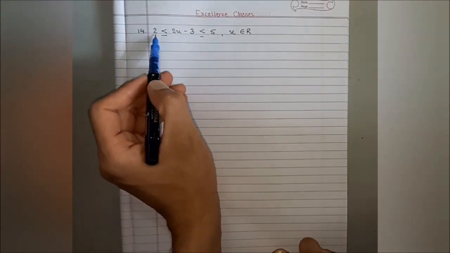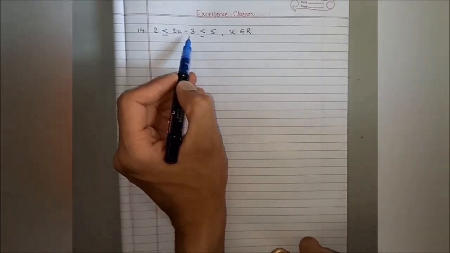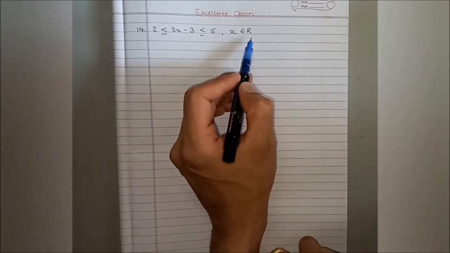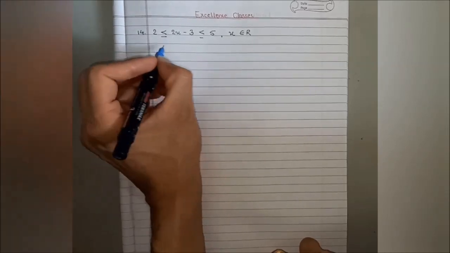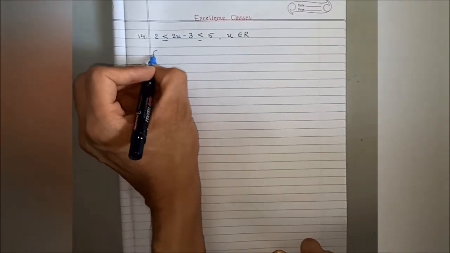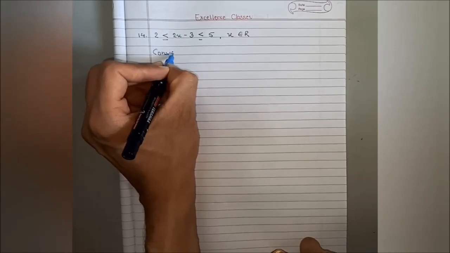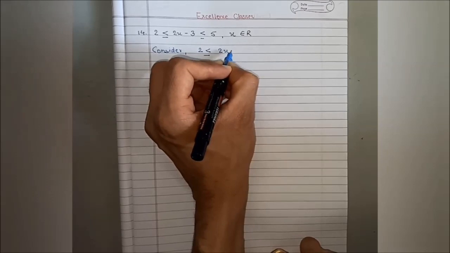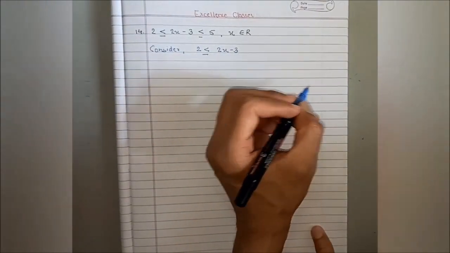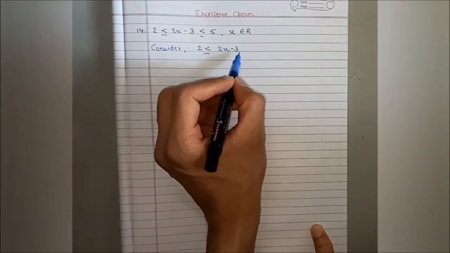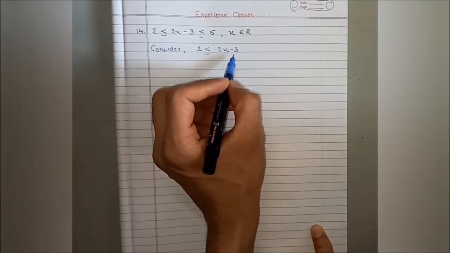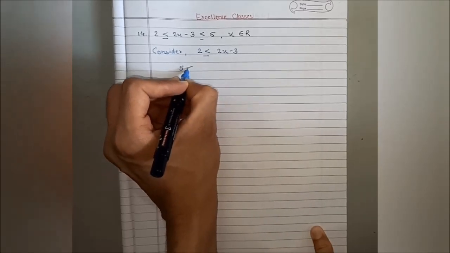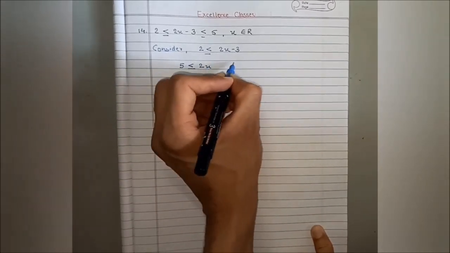In the next example, 2 is less than or equal to 2x minus 3, which is less than or equal to 5, and x belongs to rational numbers here again. So we'll have to divide this sum into two parts. Let me consider the first part: 2 less than or equal to 2x minus 3. First I'll have to remove this 3, so I have to add 3. On adding 3 to both sides, what I get is 5 less than or equal to 2x.